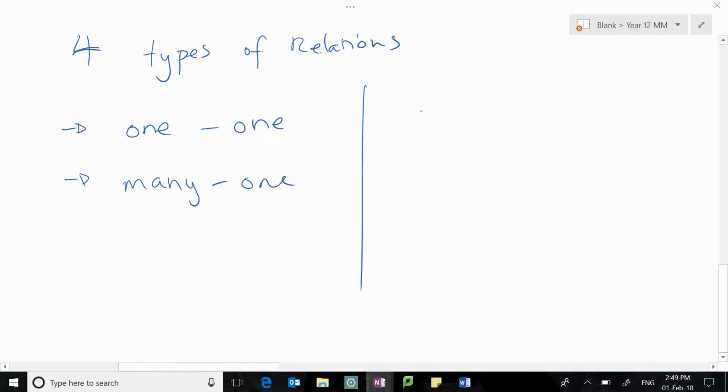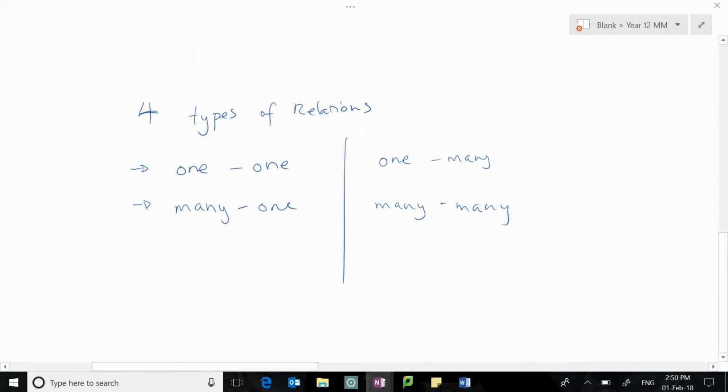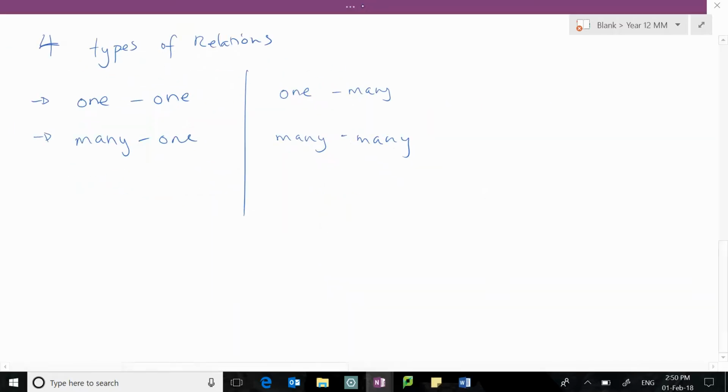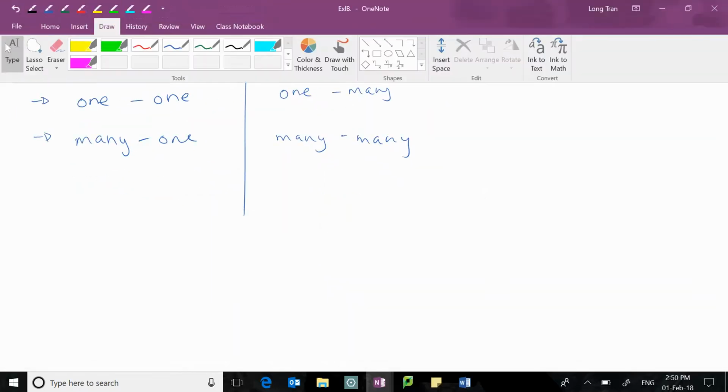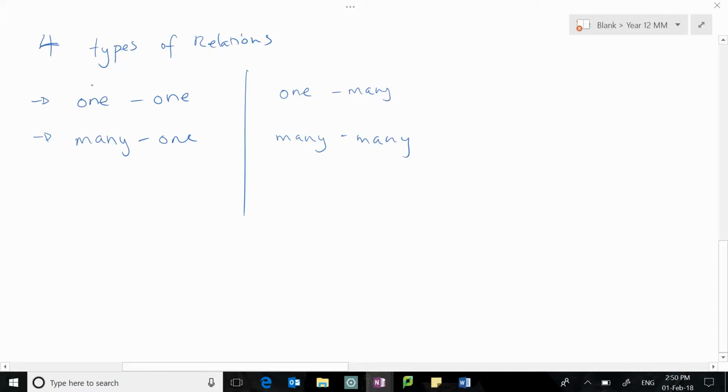Here we go. One to many, and many to many. These are your 4 types of relationships, if you like to think of it that way. Year 12s. Thank you. So you got 4 types of relations. A one-to-one would just mean that for every x, there's only one x connected to one y value. The example of that was a linear equation. 1x is only connected to 1y. Okay, so that's a one-to-one.